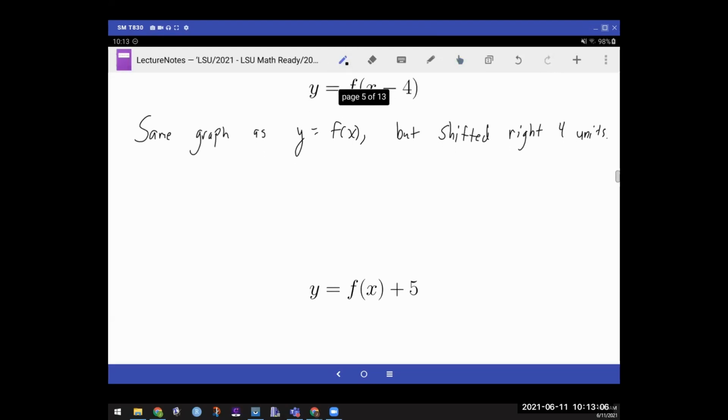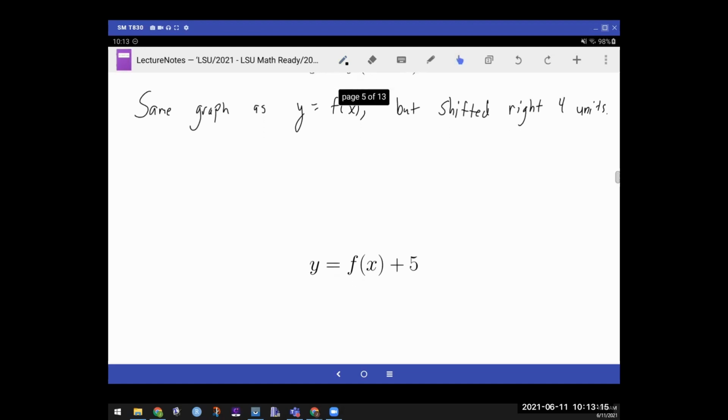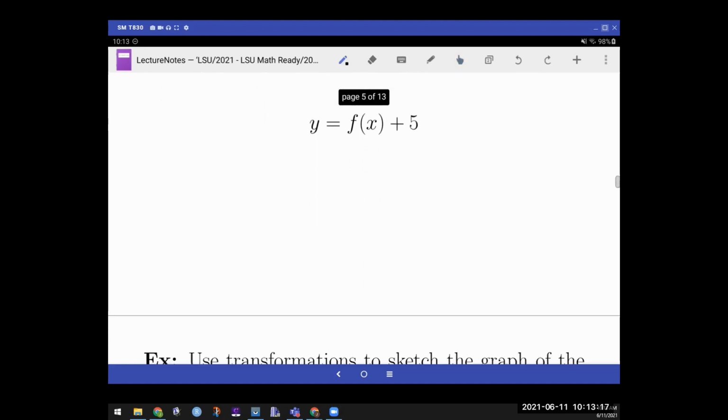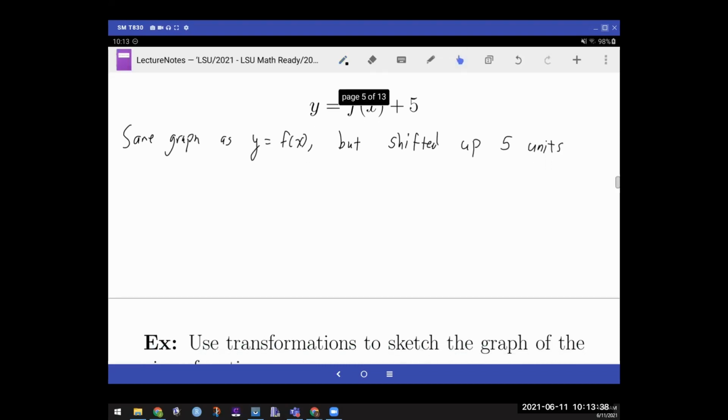Okay, compare that one to the one at the bottom there. Okay, notice I'm adding 5 on the outside here. Outside means that's a vertical shift, and we're moving that one upward. So this one's going to have the same graph as y equals f of x, but shifted up 5 units. Okay, so those will be the translations.